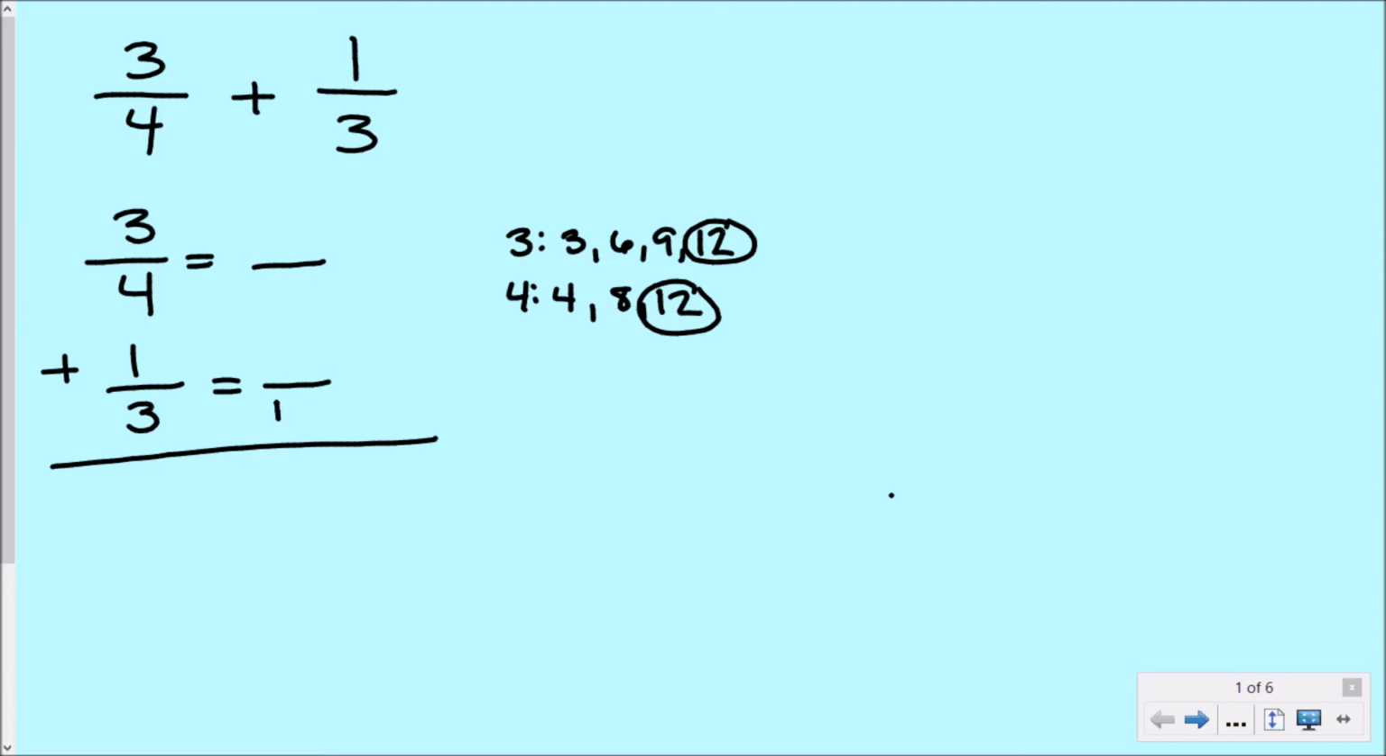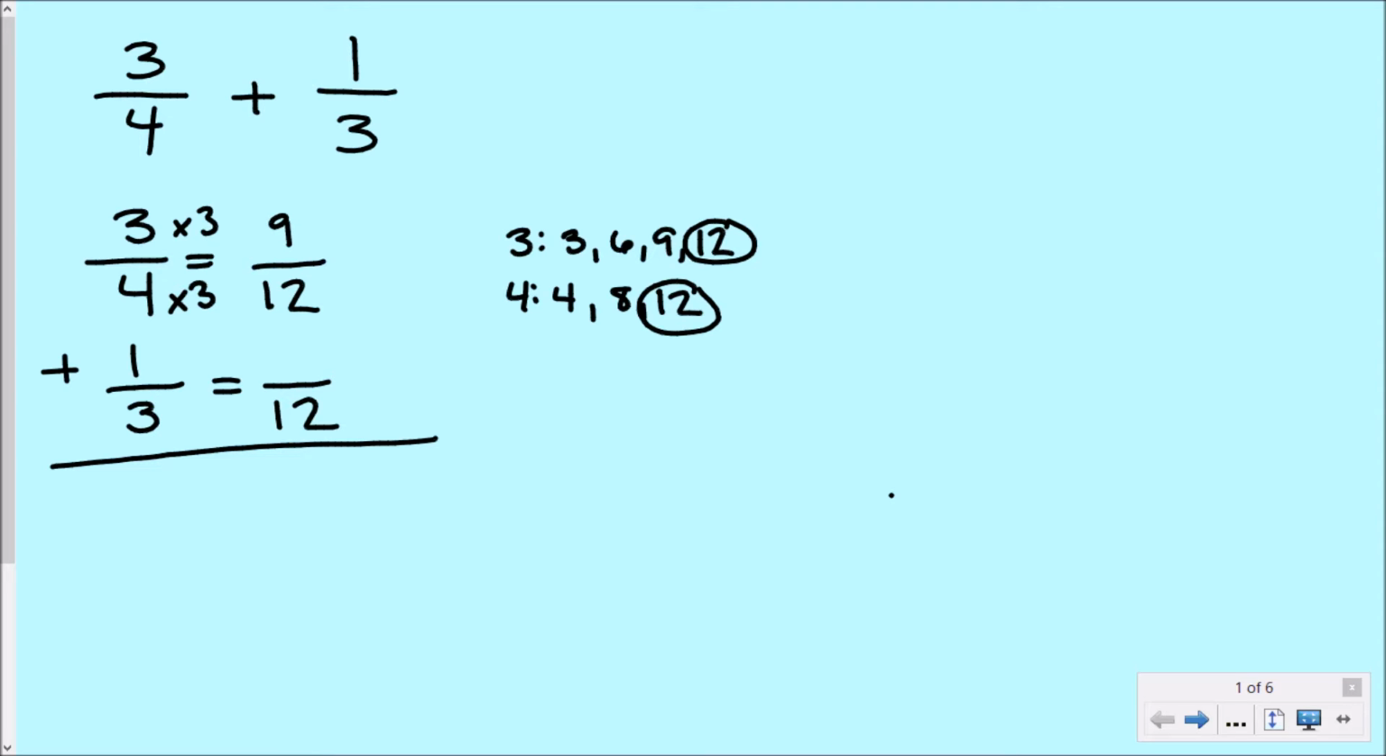So I'm going to rewrite the fractions that I started with so that they have a denominator of 12. Now, the goal here is to have a set of equivalent fractions. So I need to figure out what I multiply 4 by to get 12. So 4 times 3 is 12. So 3 times 3 is 9.